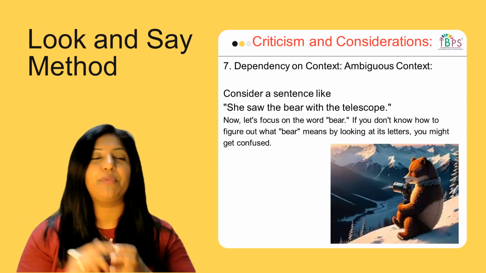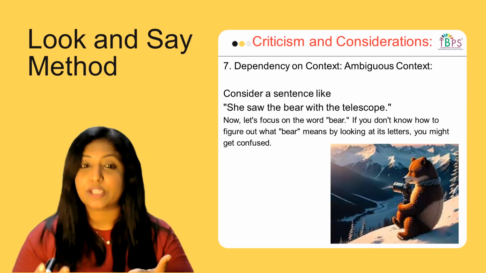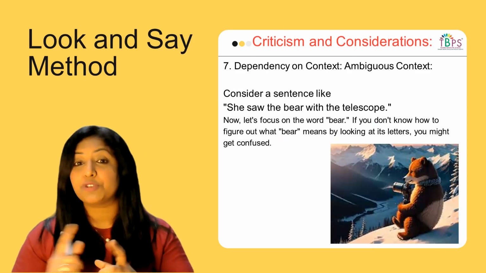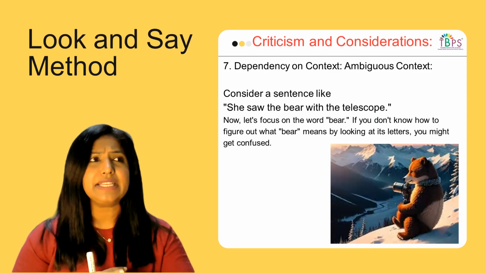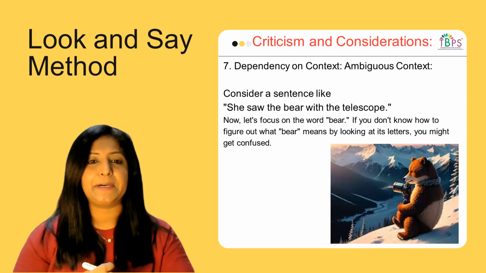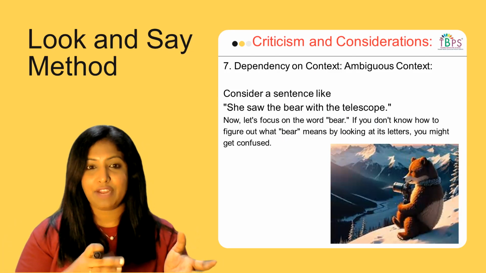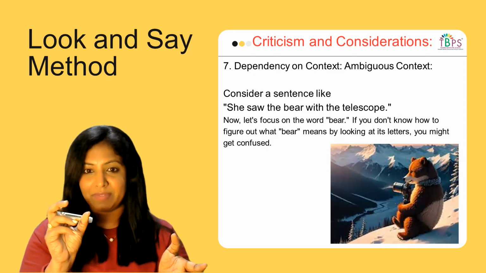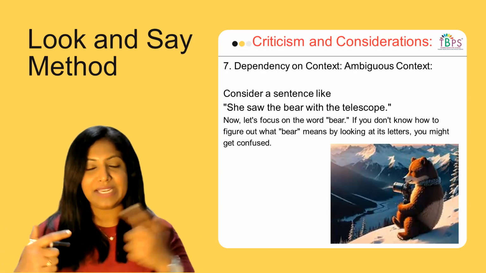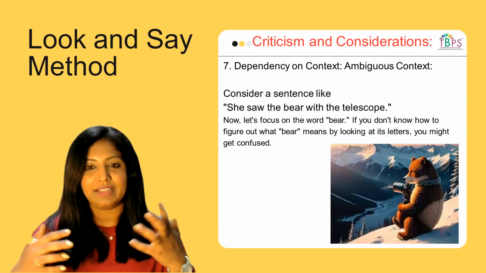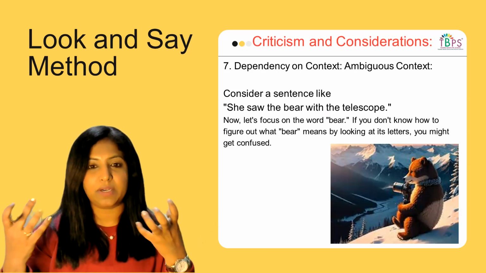Also, whenever we have dependency on context or when we're working with ambiguous context, there also we would definitely have difficulties working with children. Consider a sentence like, she saw the bear with the telescope. Now the focus is on bear. When I say bear, there are two meanings. One is the animal, the other one is the pain, right? The verb, it's the action.